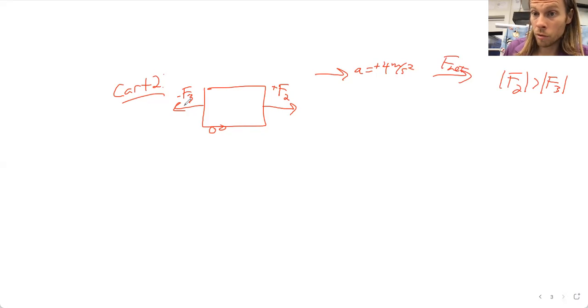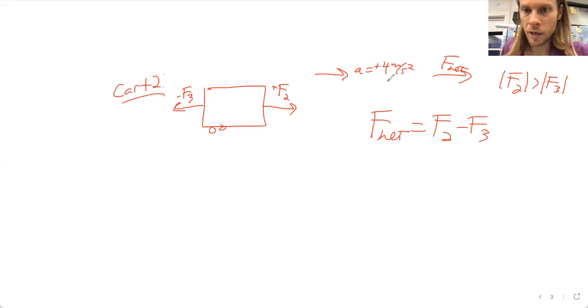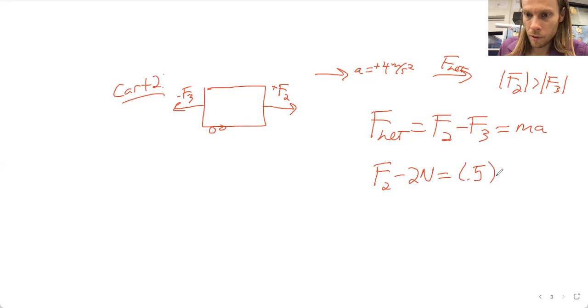And F3 was 2 newtons. But we'll do it in a second. No matter what, Fnet equals F2 minus F3. No matter what. Forget this number. Block it out. This is always the case. And then that equals MA separately. So F2 minus 2 newtons equals M, 0.5, times A.